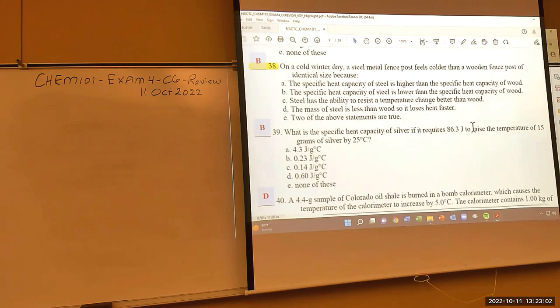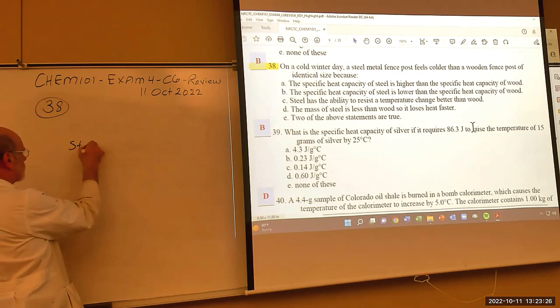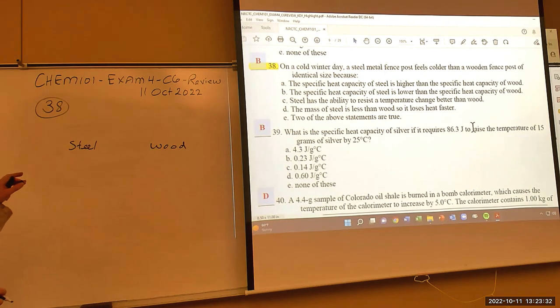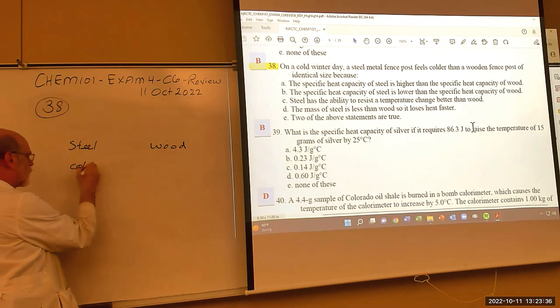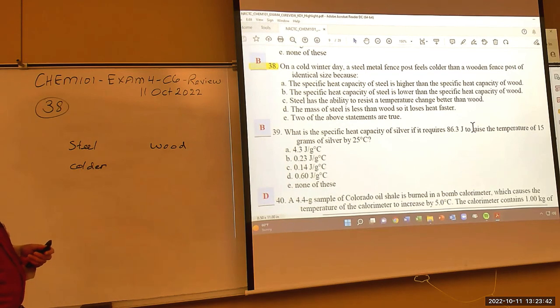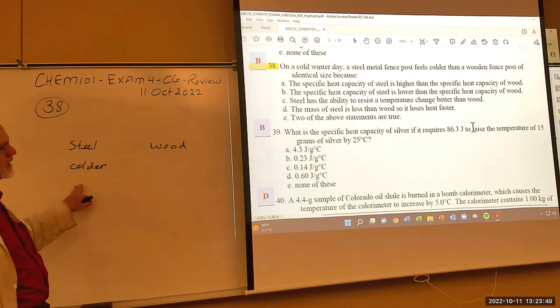On a cold winter day, a steel metal fence post feels colder than a wooden fence post of identical size because... okay, so steel versus wood. The steel metal fence post feels colder. This one feels colder than wood. Because what? The specific heat capacity of steel is higher than the heat capacity of wood.